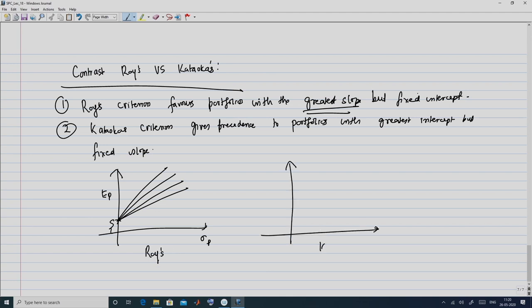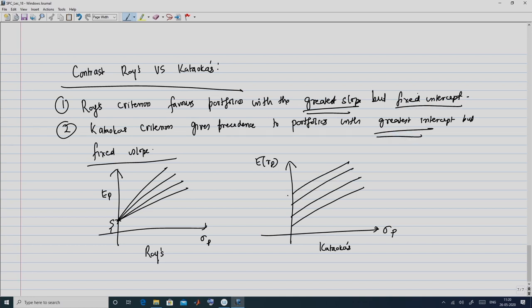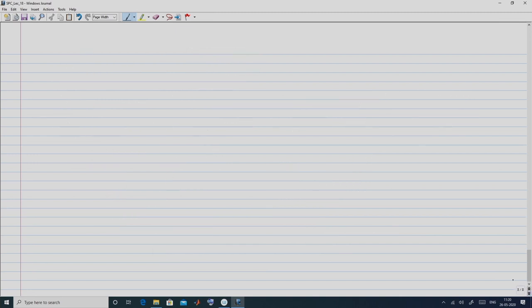However, in case of Kataoka's criteria, if we look at the sigma p, ERP plane, as we have seen just now, you will have a fixed slope. That means you will have identical slopes, and then you will pick the one with the greatest intercept, namely this one. So here the intercept is fixed, and here the slope is fixed. You pick the one with the highest slope here, and here you pick the one with the greatest intercept. That is the primary contrast between Roy's and Kataoka's criteria.